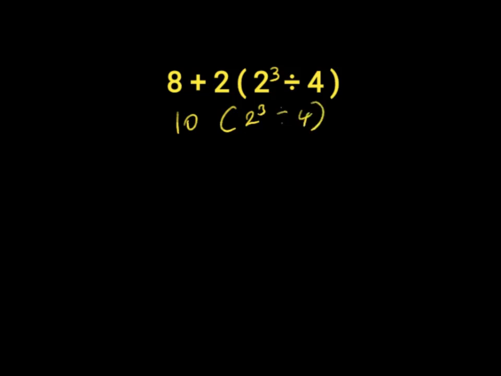Now our parentheses, we have 2 to the power of 3. 2 to the power of 3 is 2 times 2 times 2, which is 2 in 3 places. That will give us 8. Then we have 8 divided by 4.